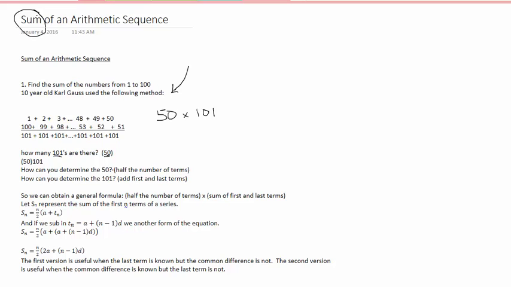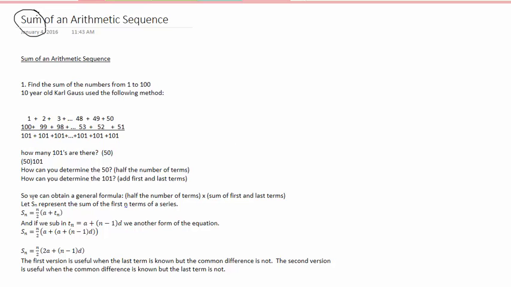How can you determine the 50? It's always going to be half of the number of the terms. There were 100 terms here, and we divided by 2. And how can you determine the 101? You just take your first number and your last number and add them together. And that's what this says here. So that's some notes for you if you would like to copy down. It's not really testable material, but it just gives you a sense of where our formulas come from.